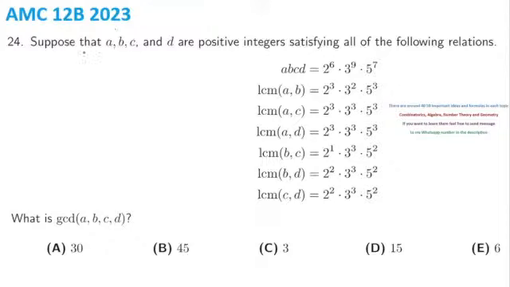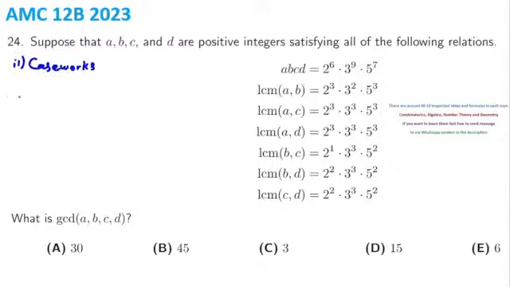AMC 12B 2023: suppose that A, B, C, and D are positive integers satisfying all of the following relations. ABCD is this, and the LCMs are this. It says, what is the GCD of A, B, C, D? Now for this part, we should consider caseworks somehow. First, focus on powers of the prime number 2, then 3, then 5. Okay, so idea 1 is caseworks.